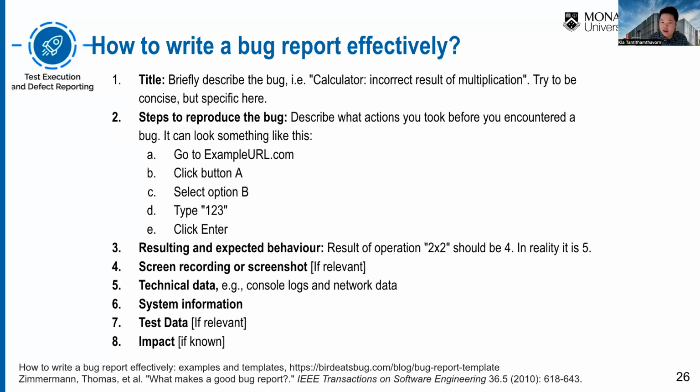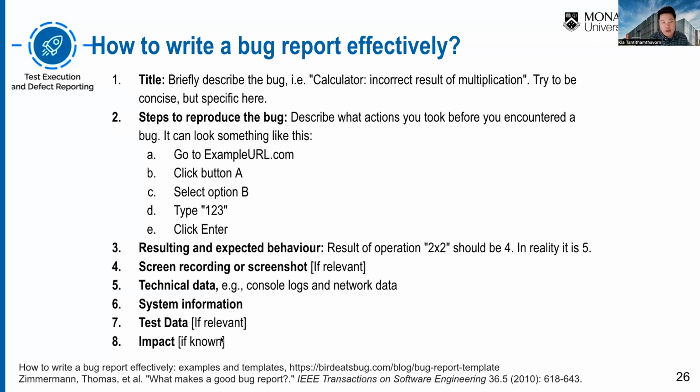Sometimes technical data, console logs, or that kind of thing is needed as well. System information, if we talk about compatibility issues, for example if the bug happens in Android but not in iOS, then providing the system information might be helpful as well. Okay, test data, what do we test and what is the potential impact? This is a general guideline that we can use.